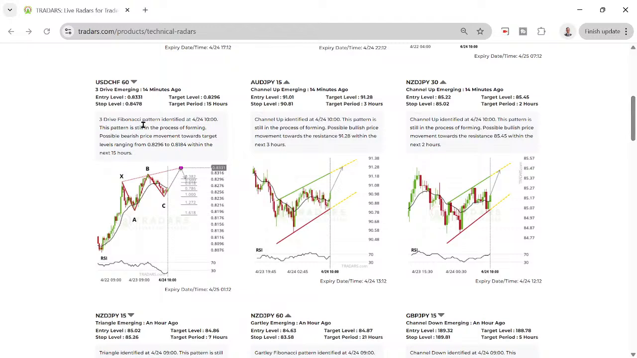Okay, three drive. This is setting up a plausible reversal as well, but it has to go to D, and then you'd expect the move from D to E to be lower than C, which then sets up a lower high, almost like waiting for head and shoulders to form. I'm not a big fan of that either, so I'll pass on that.